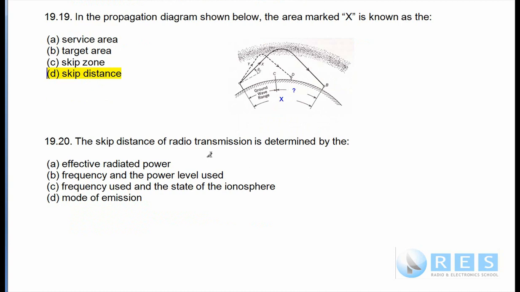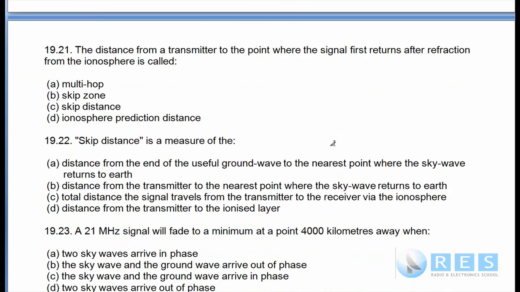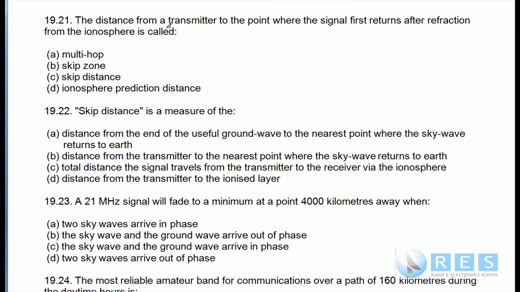19.20, the skip distance of a radio transmission is determined by the frequency used and the state of the ionosphere. 19.21, the distance from a transmitter to the point where the signal first returns after refraction from the ionosphere is called the skip distance. 19.22, skip distance is a measure of the, goodness me, long answers here, the distance from the end of the useful ground wave to the nearest point where the sky wave returns to Earth. Just happens to be the first one as the correct answer.